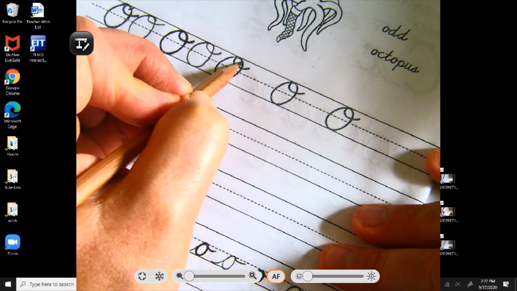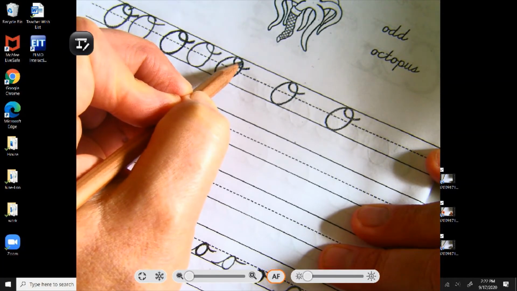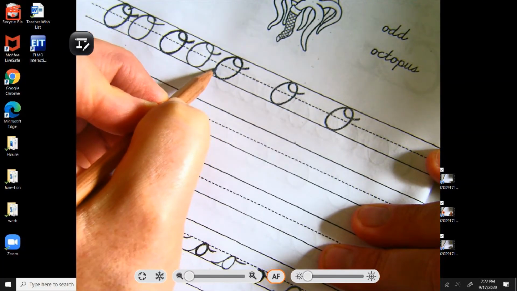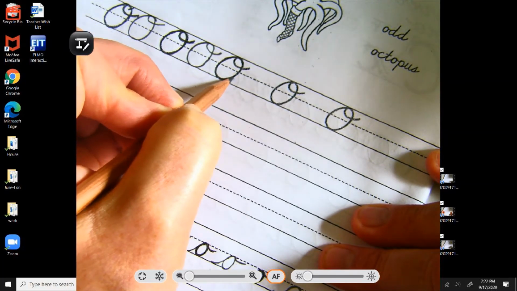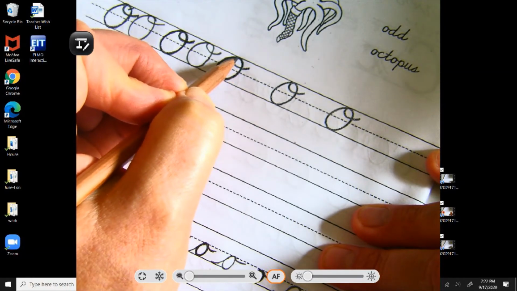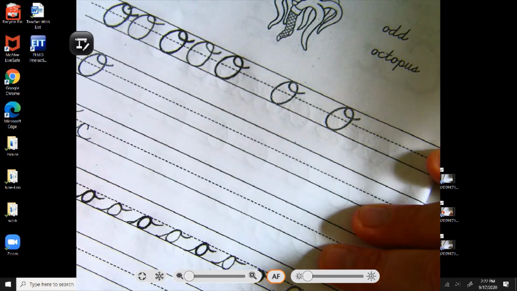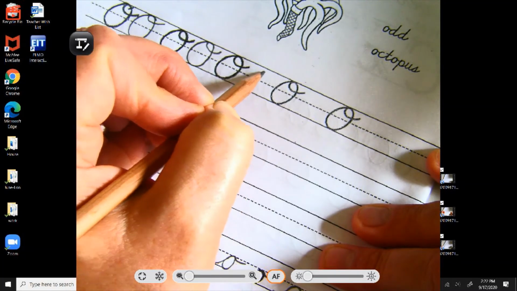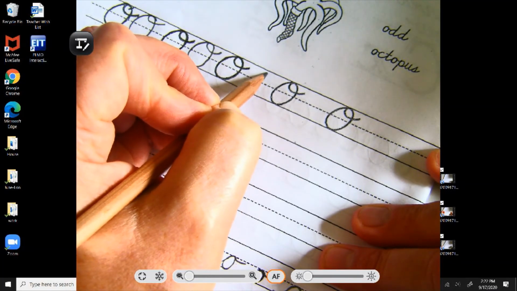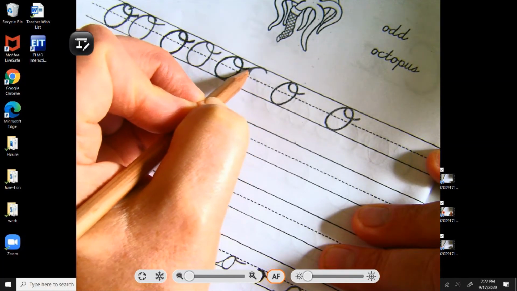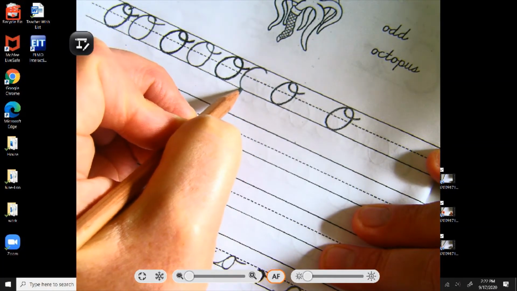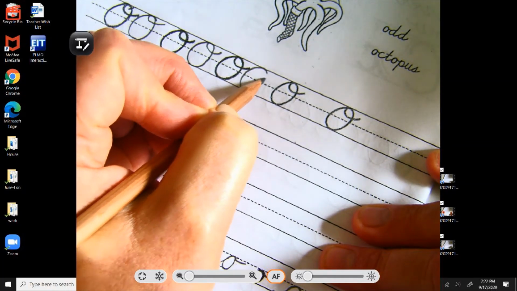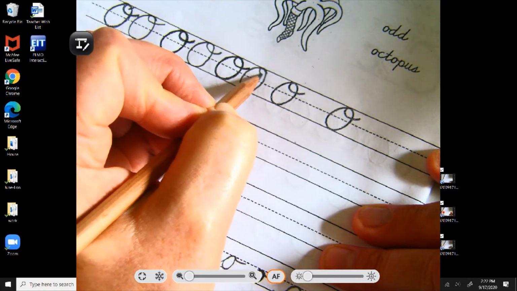Tracing, starting just past the top line, curving around, baseline, close the loop, wisp of hair. All right, we're going to try one. Remember, you want to make sure you touch the top line and then touch the baseline. Here we go. Starting just past the top line, curving around, baseline, close the loop, wisp of hair.